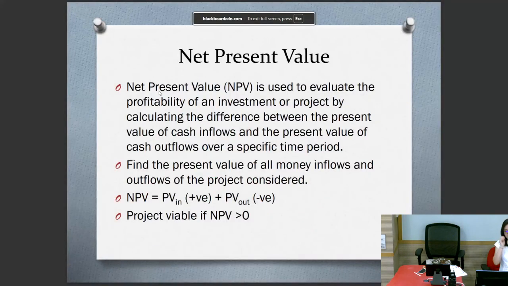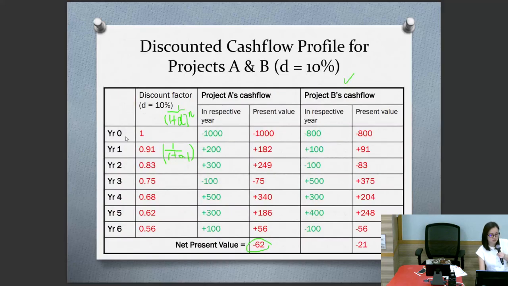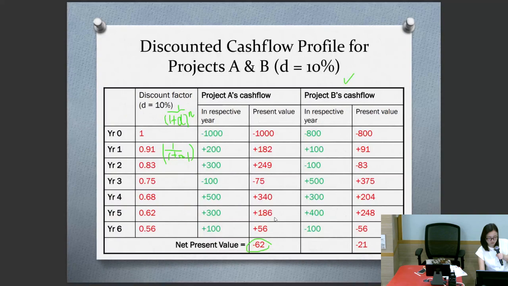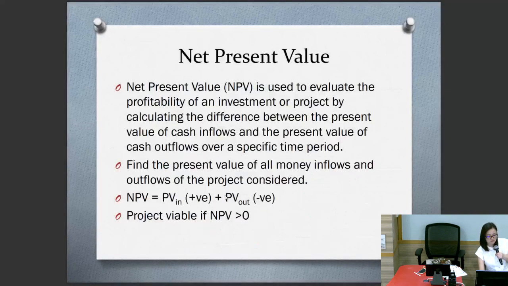So the net present value is used to evaluate the profitability of an investment or a project by calculating the difference between the present value of cash inflows and the present value of the cash outflows over a specific period. So in the example earlier, the specific period would be 6 years. Find the present value of all money inflows and outflows of the project considered. Just like here, all the present value, and then find out the total. So if the value is positive, then it is a viable project, feasible project in terms of the economic value.